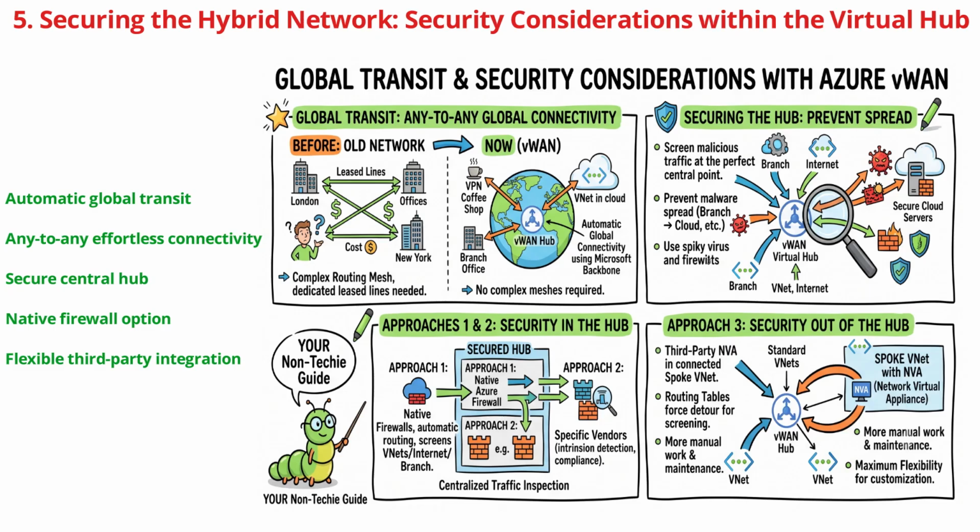Approaches 1 and 2 keep centralized traffic inspection inside the hub, using native Azure Firewall or specific third-party vendors for compliance. For maximum flexibility, approach 3 detours traffic out of the hub to a customized network virtual appliance in a specialized spoke VNet, offering highly customized architectures.